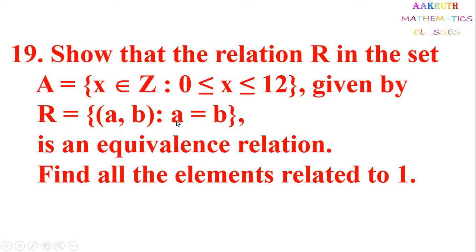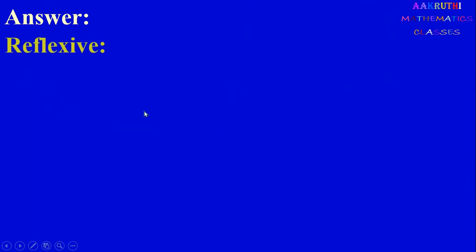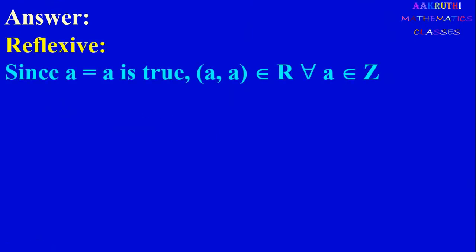Now here the relation is A equal to B. First it is reflexive. Since A equals A, it is always true. Any element is equal to that element only. So therefore (A, A) belongs to R for all A belongs to Z. So therefore R is reflexive.